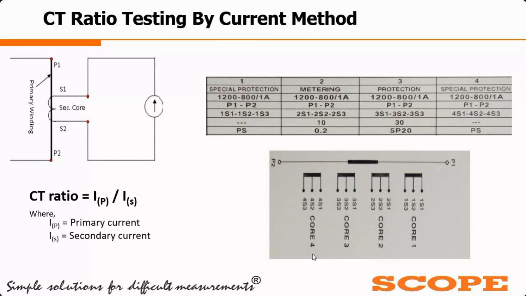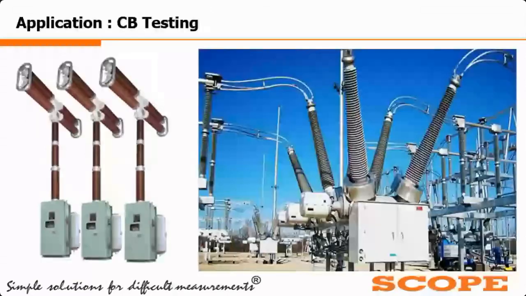Then the second application is CB testing. Here we are actually checking the healthiness of our total switchgear. That is, we are injecting a current from the CT. Then accordingly, if the CT secondary current goes beyond the limit, in that case the relay will sense that and the relay will give a command to the circuit breaker. So this total loop we can test with the help of primary current injection testing. So the second application is CB testing.